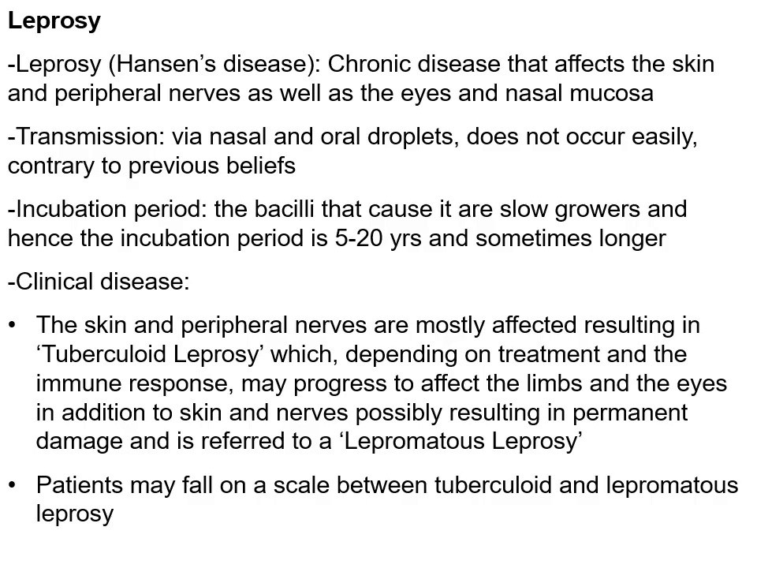We will discuss the clinical disease at length. However, what you should know at this point is that it ranges between two extremes: tuberculoid leprosy, which might progress to affect the limbs and the eyes, in addition to the skin and nerves, possibly resulting in permanent damage if not handled properly, resulting in the other extreme, which is lepromatous leprosy. So tuberculoid leprosy, which is a more restricted form, is one end of the spectrum, versus lepromatous leprosy on the other end, and then somebody might fall somewhere in between.